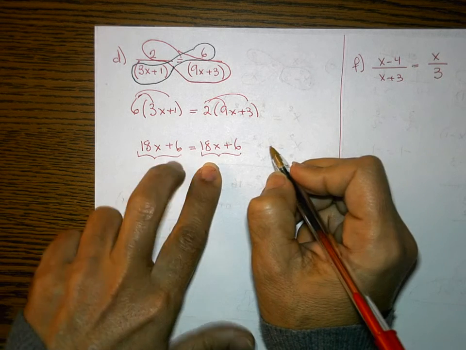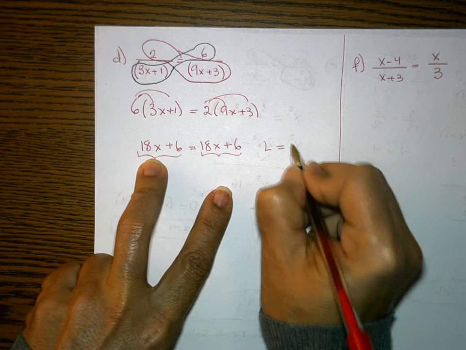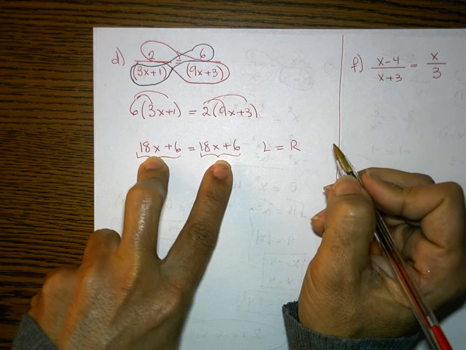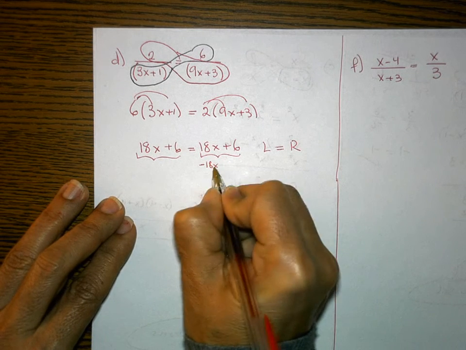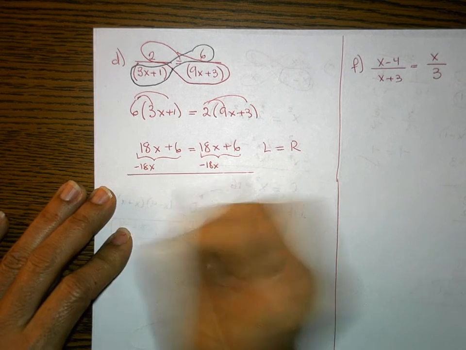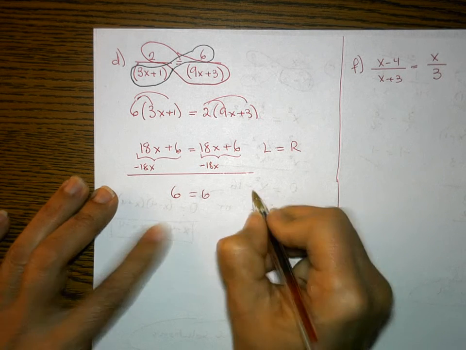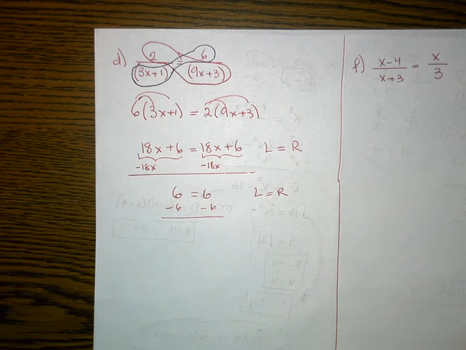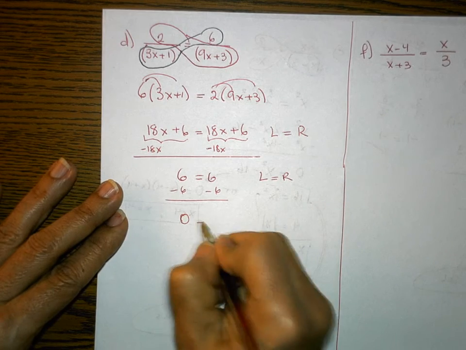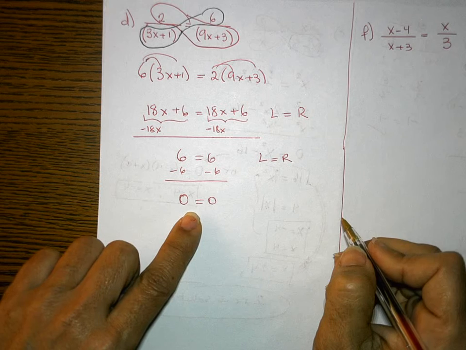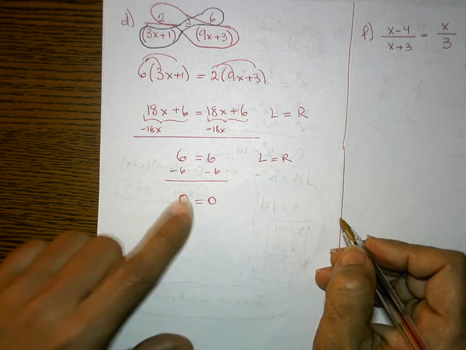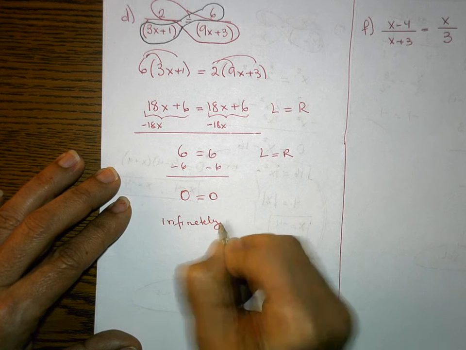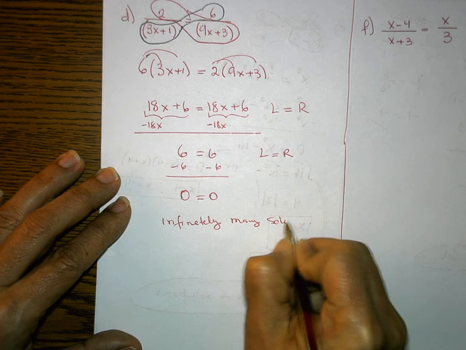So remember this, when the left side equals precisely the right side, they're exactly the same thing. If I subtract 18x from here and subtract 18x from here, we get 6 equals 6. Again, the left equals the right. If I subtract a 6 from both sides, which is silly for me to be doing, we get that 0 equals 0. We get a true statement here. As a matter of fact, this is the case where we're going to have infinitely many solutions. Okay?